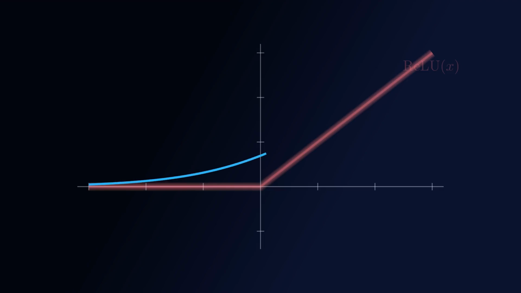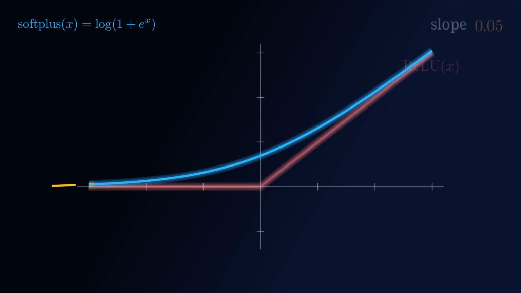Far to the right it hugs the same straight ramp as ReLU, and far to the left it eases softly down toward 0. But it never has a sharp corner anywhere. Because Softplus is smooth everywhere, its slope changes gradually instead of jumping. Run the gauge across it and the slope glides from nearly 0 on the left up toward 1 on the right, passing through every value in between.